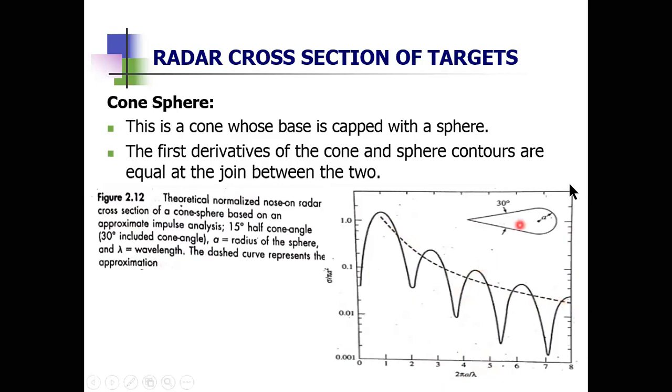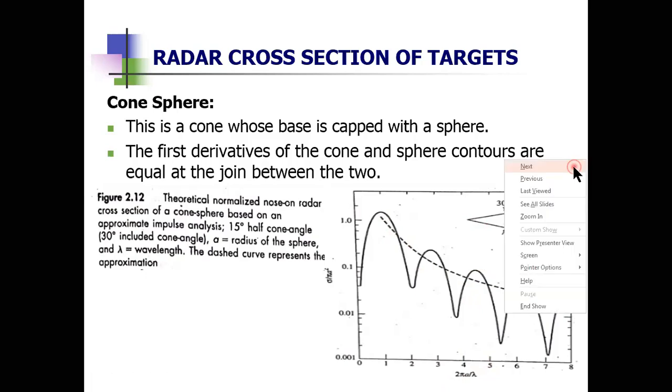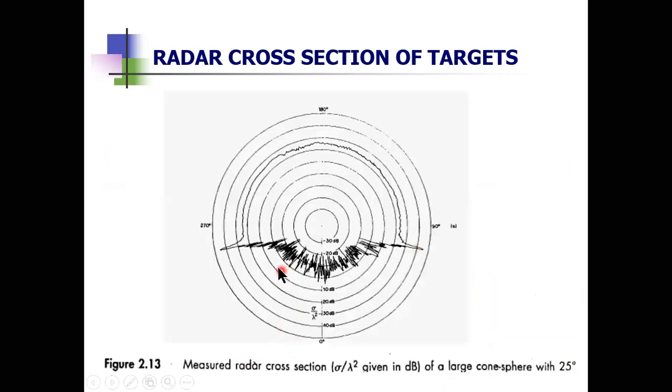So this was about the cone sphere. This is one figure which is a measured radar cross section of a cone sphere with a cone angle of 22.5 degrees. You can see the echoes are more here, and then this is the backside sphere. So this is measured. This is one example of a cone sphere which is measured. Fine. So that was about the sphere and cone sphere.